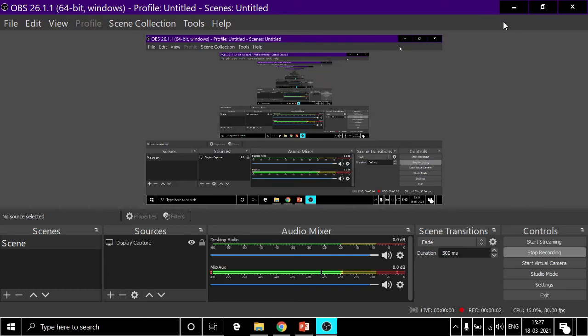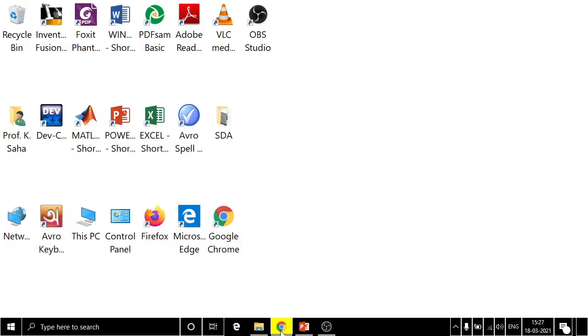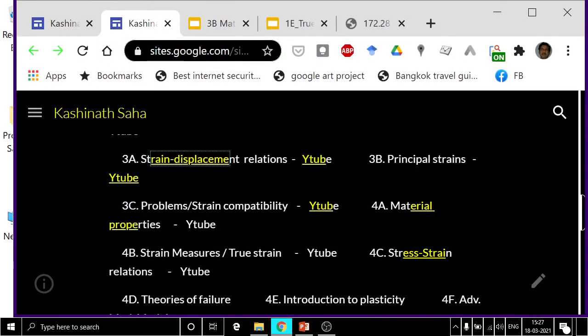Okay. Now, so far we have discussed analysis of stress and analysis of strain. This is the last slide we have discussed. The discussion was carried out in 3 parts. This is the initial part, then we discussed principal strain, principal direction, some problems, and strain compatibility. This is what we already discussed.